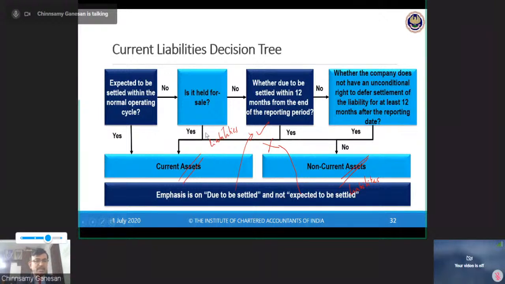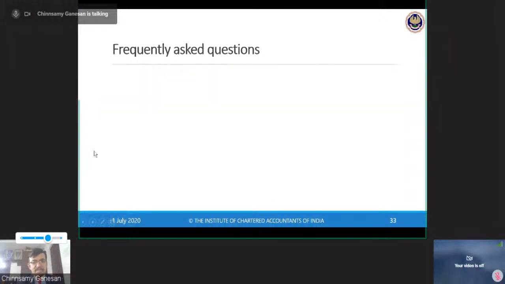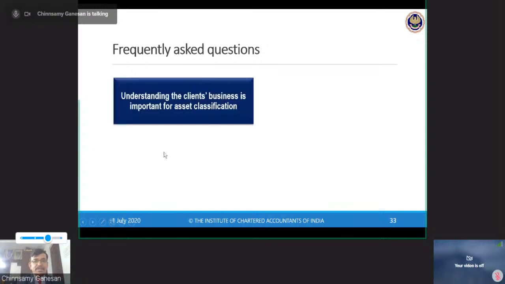I think I have one question. If that question is not there, I will take into consideration. There are some questions which I am taking into consideration. How will you determine the asset classification? We should understand the client's business, based on which the asset classification will come in.